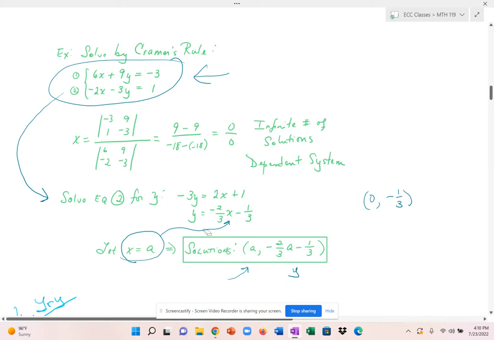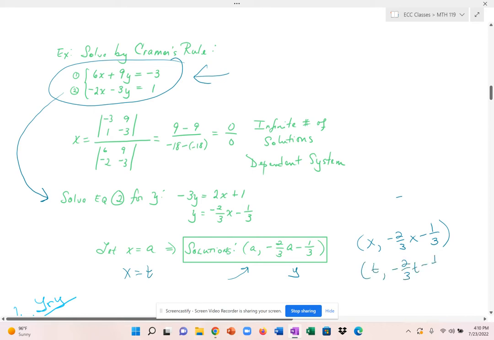If you're not told what letter to substitute in for your variable, then you could present your solution as just x, negative 2/3 x minus a third. Okay, if they tell you to let x equal, let's say, t, then your answer would be t, negative 2/3 t minus a third. So reading the directions carefully is important, so you present your solution as expected.